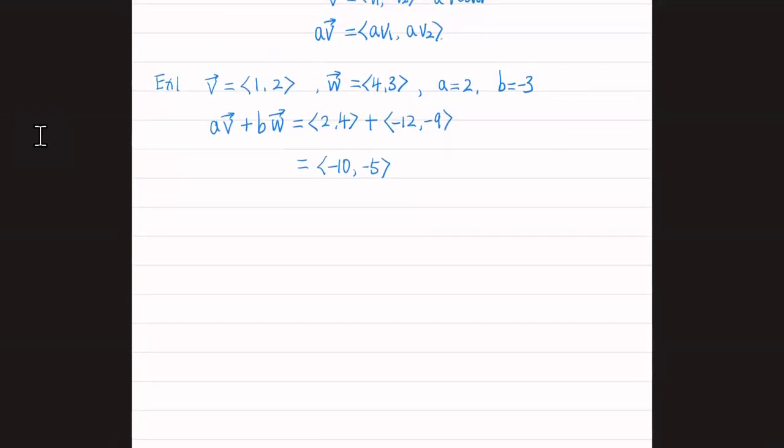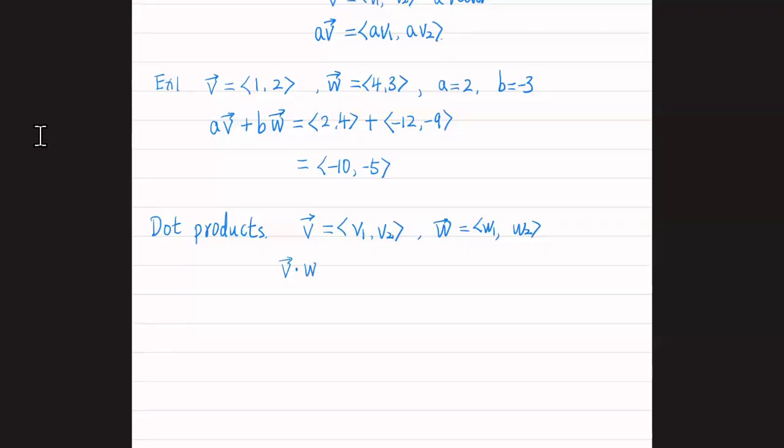Okay. Now a new operation. It's called the dot product. Very important one. Isn't that like when you multiply them together? Kind of. So given two vectors, v with two coordinates v1, v2, and w with w1, w2, we define a new product.